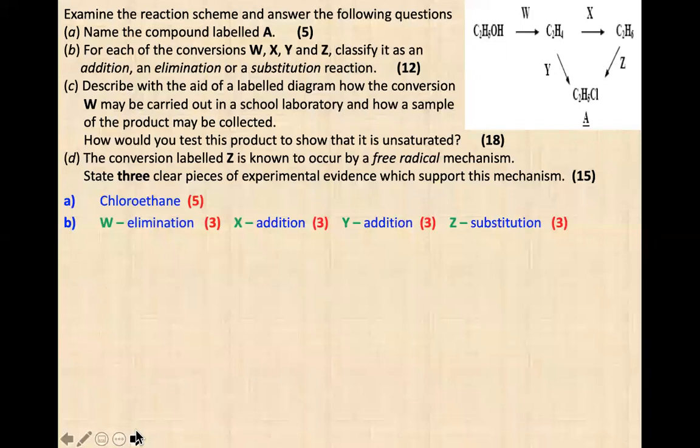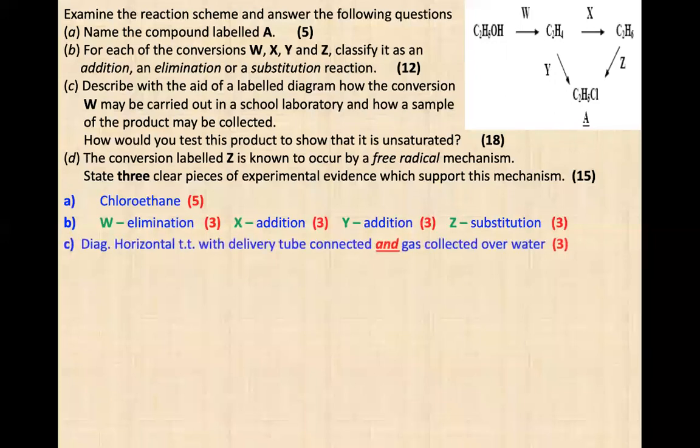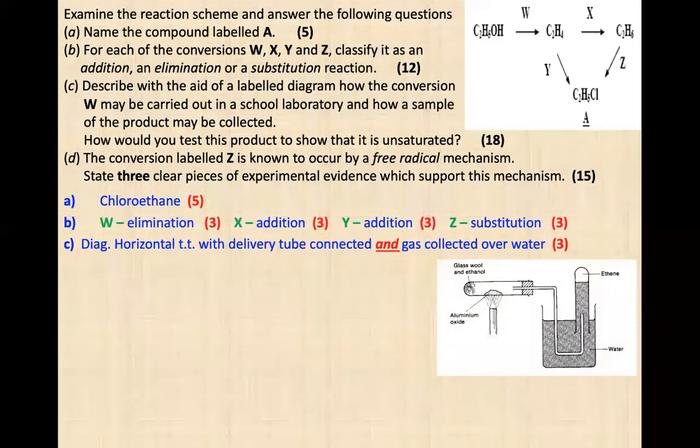Describe with the aid of a labelled diagram how the conversion W, going from ethanol to ethene, may be carried out. So this is a little bit of a practical question, not in the practical section. All right. So to answer this, the diagram, the test tube must be horizontal with a delivery tube attached and the gas collected over water. You must label the water. Those two things get you 3 marks. Right. So horizontal test tube, delivery tube, collected over water.